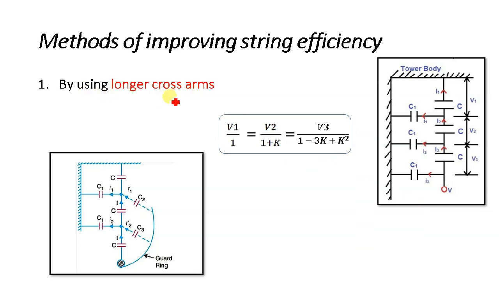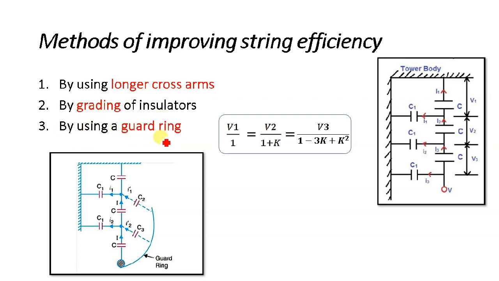Now let us discuss these methods. Second is by grading of insulators, and third is by using a guard ring. Now let us briefly discuss the first one, using the longer cross arm.